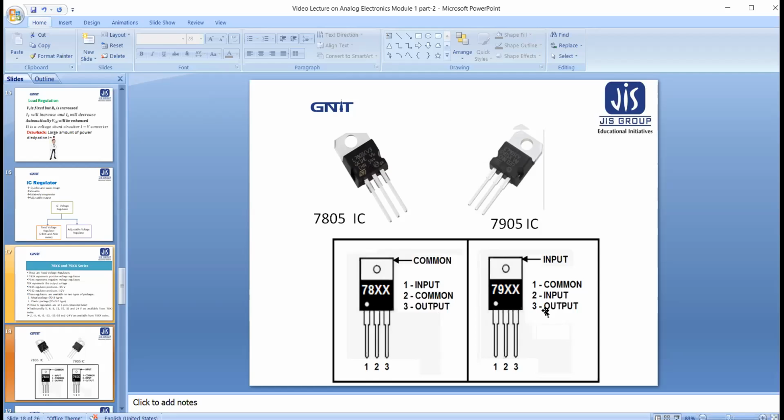Secondly, if we look into the 79 series, we will see that pin number 1 is common, pin number 2 is input, pin number 3 is output. So students, you must be very aware when you are designing any positive or negative voltage. The pin configurations are different from the 78 to the 79 series.